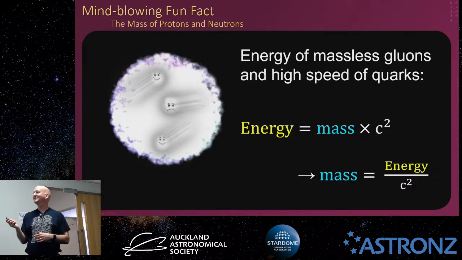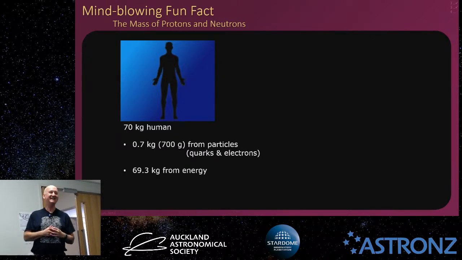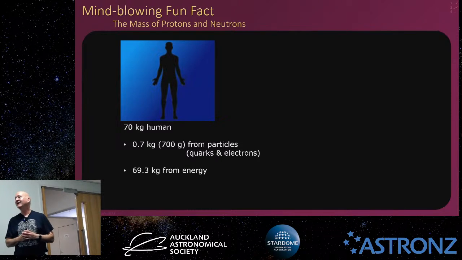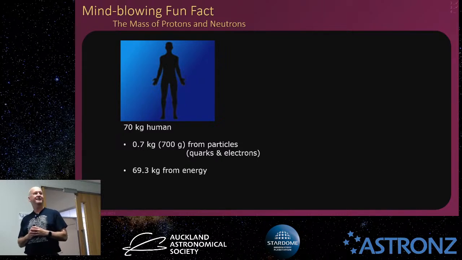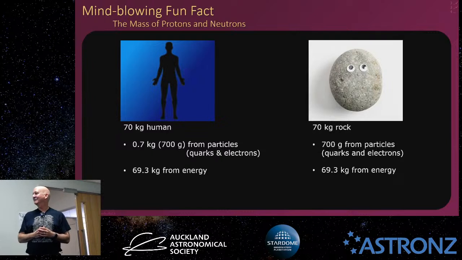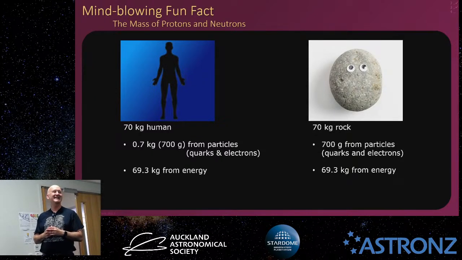So we find that 99% of our mass comes from energy of these gluons, and only that 1% comes from those particles. So if you look at a human, a 70 kilogram human, only 700 grams of our mass is actually from particles, and the other 69.3 kilograms just comes from energy, the energy equivalent of those particles. So I think that's pretty mind-blowing. 1% of us is particles. But we're not special, so rocks would be the same, anything with atoms, same kind of thing.